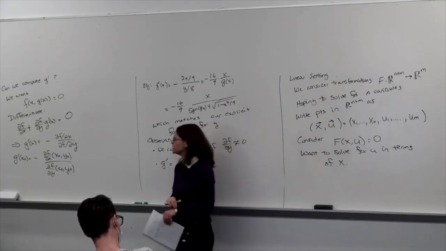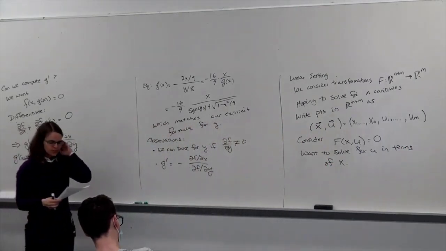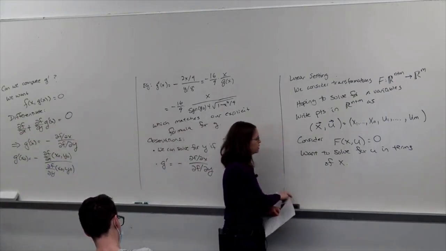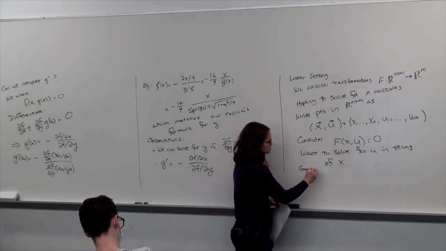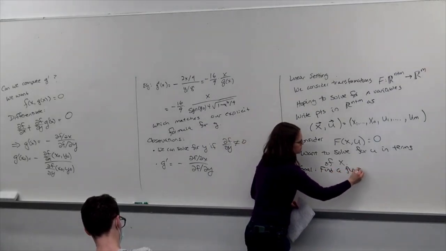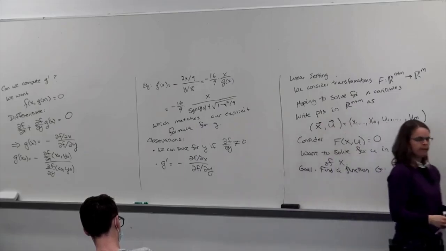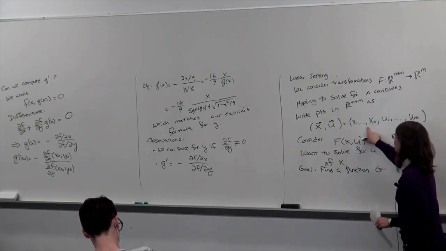Okay, so again, I'm going to try to generate some kind of function g that does this. It's going to be a vector valued function now. So our goal is, can we find a function g? Okay, so what does g do? g takes as inputs these x variables, so it's going to take as inputs these n variables.